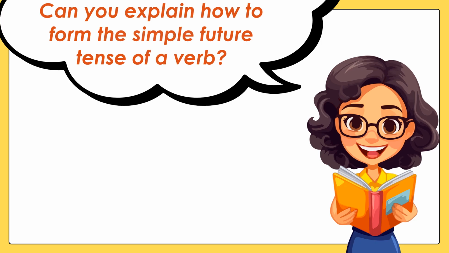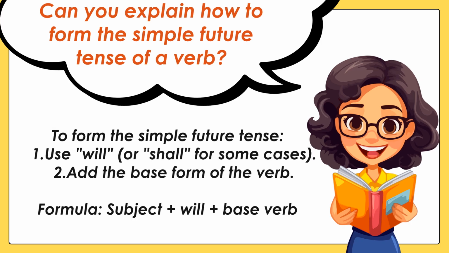Can you explain how to form the simple future tense of a verb? Okay, to form the simple future tense, first, use will or shall for some cases. Second, add the base form of the verb. And here's the formula: subject plus will plus base verb.